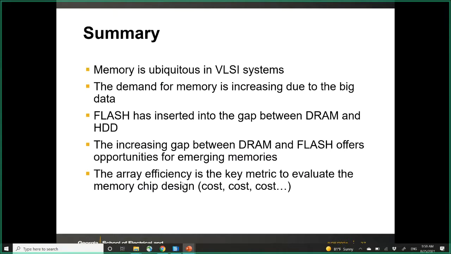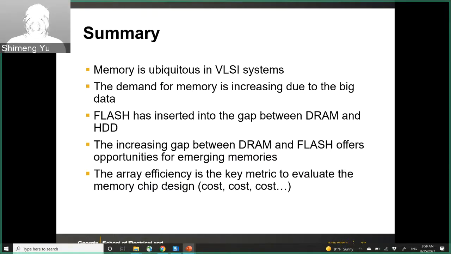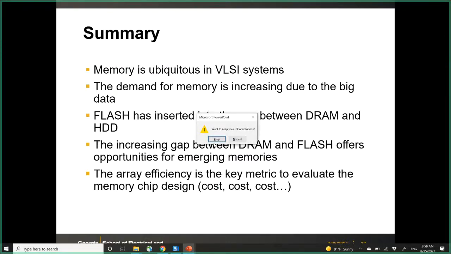So here the array efficiency is a key metric to evaluate the memory chip design, because in the memory industry, cost is the number one design consideration. The memory industry is very cost driven. So if you can find a way to lower the cost per bit, then you will win the market. So the cost is the number one design consideration.